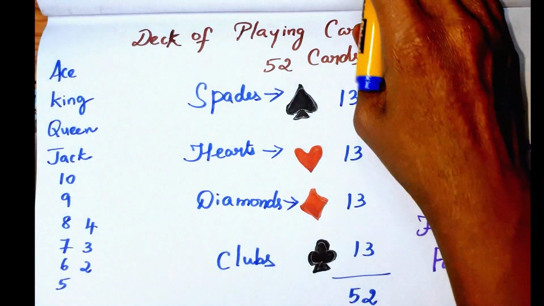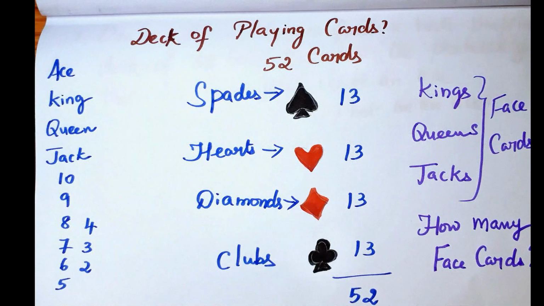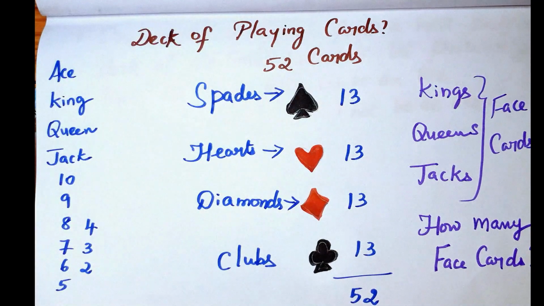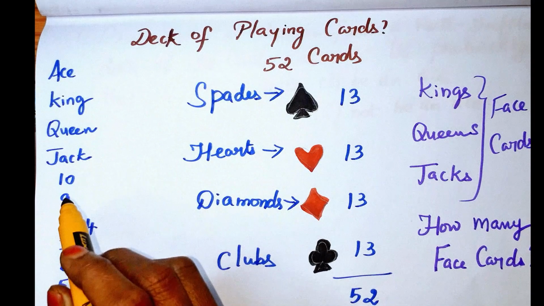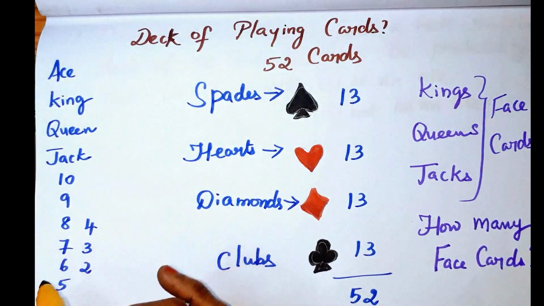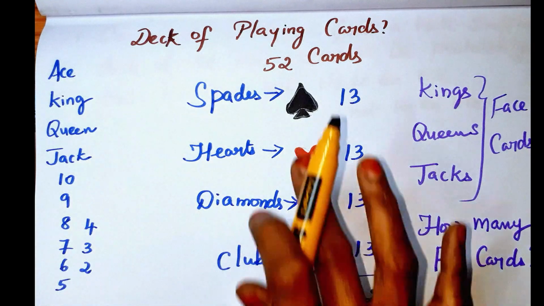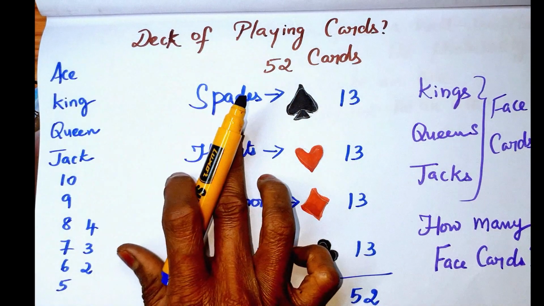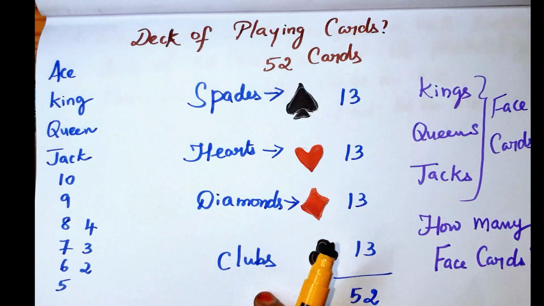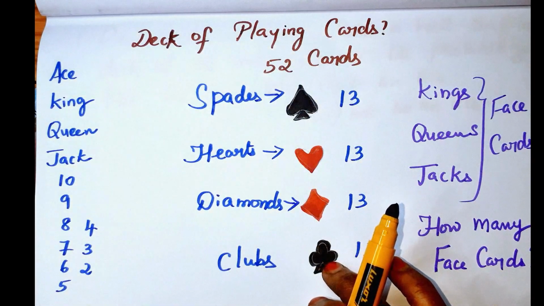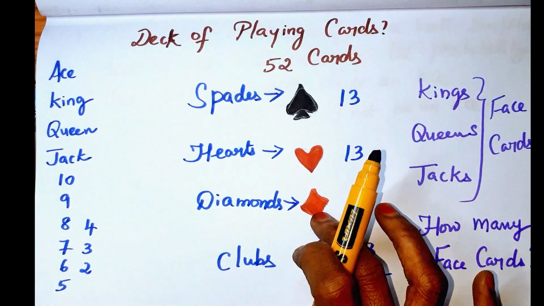The next one. This is the arrangement of cards in a deck of playing cards. You know how many total cards are there in a deck of playing cards? 52. Okay, I have segregated. These are the orders that we have: ace, king, queen, jack, and the numbers 10, 9, 8, 7, 6, 5, 4, 3, 2. And these are the symbols that we have. The first one is spade, the second one is heart, the third one is diamond, the last one is clubs. Spade and club will be in black color, and heart and diamond will be in red color.